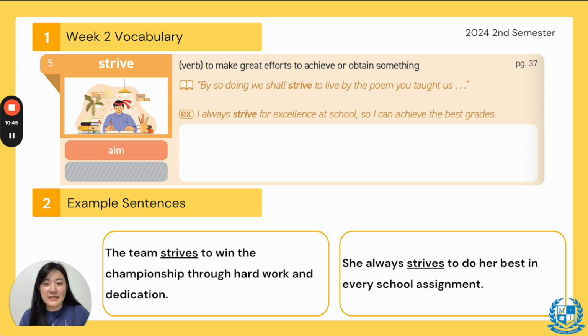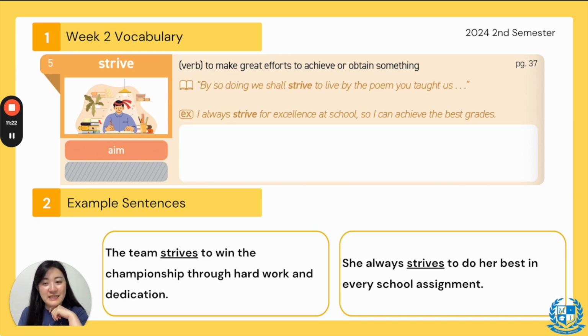In our book it says, by so doing, we shall strive to live by the poem you taught us. Saying that, we'll really work hard to live by how the phrases in your poem told us to live. That's when Miss Fletcher made a poem. Example, read together. I always strive for excellence at school so I can achieve the best grades. Very good. So the person is saying, I always try my best in school so I can get very good grades. Good job.